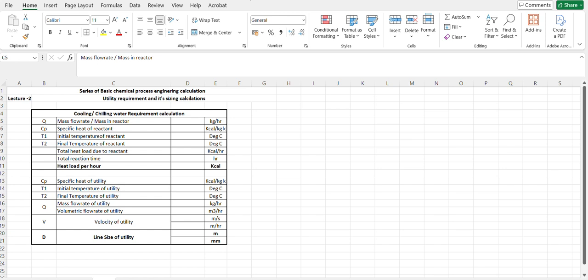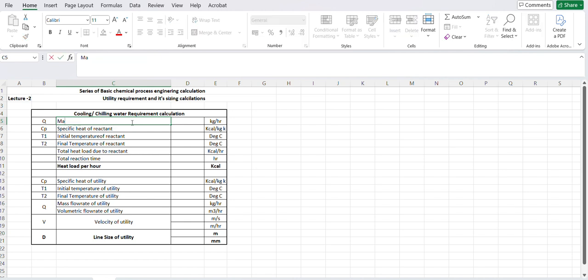Session 2. Today we are going to check how to calculate the utility requirement for any particular equipment, that may be a reactor, heat exchanger or any other, and its line sizing. For that we have already created a template, where you incorporate whatever data you have, and based on that we check the calculation.